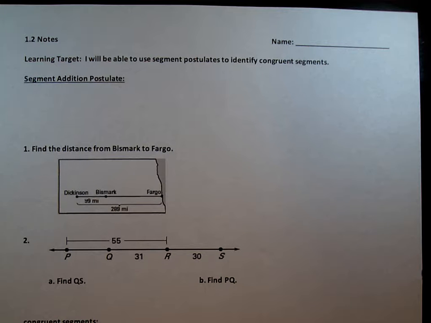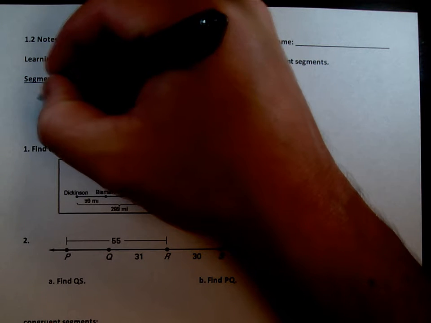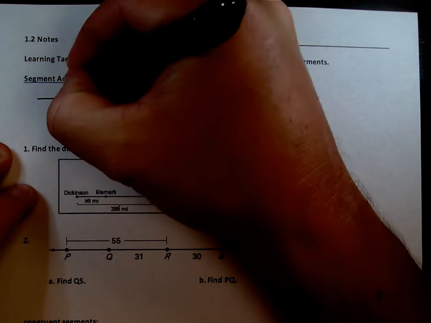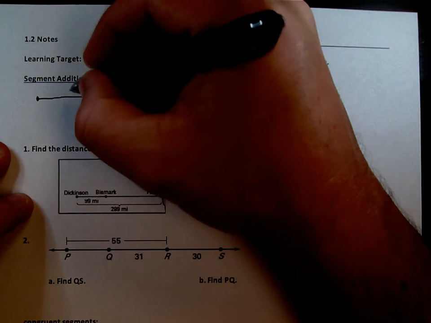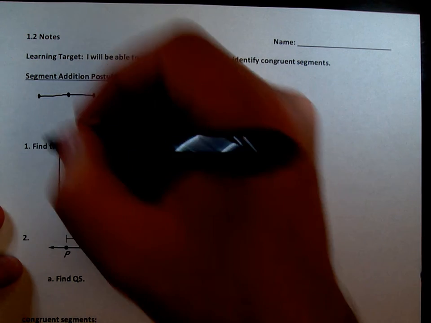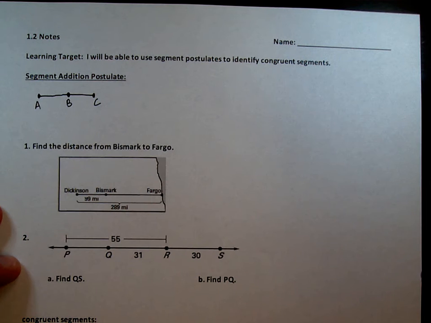Okay, so we start off with segment addition postulate. Segment addition is kind of what the name says. We've got segments that are added together. So let me draw just a little picture here. So I've got a line segment, but then there's another point in the middle. It's between them. So here's what segment addition postulate says.